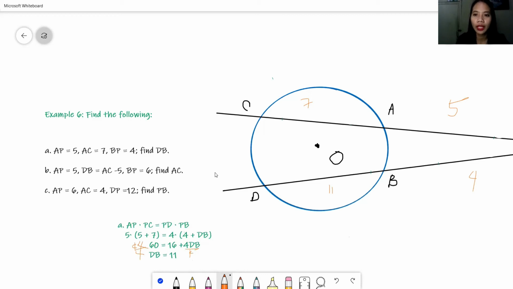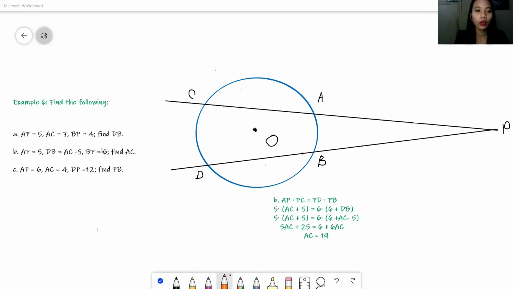In problem B, by using this, we have also the value of AP, which is 5. And then the value of DB is AC minus 5. Now we also have the value of BP, which is 6. Let us find now the value of AC.